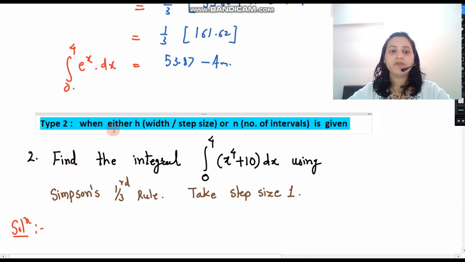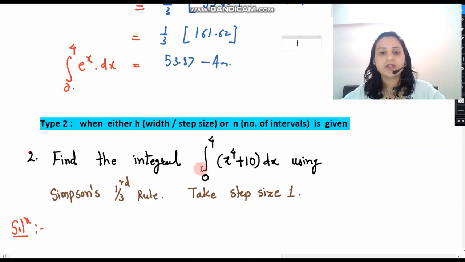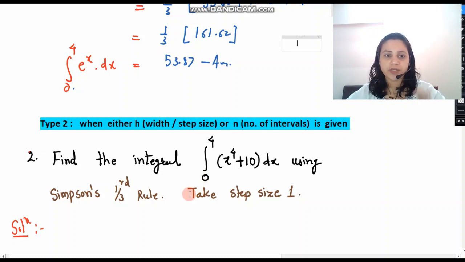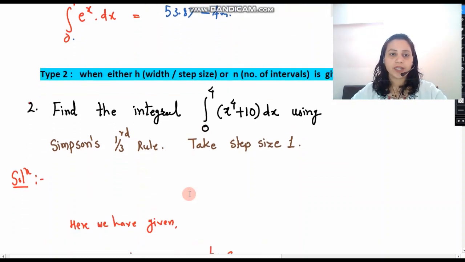Type 2 is when either h, that means width or step size, or n, that means number of intervals, is given to us. So either n or h is given to us. So we move towards the second example.